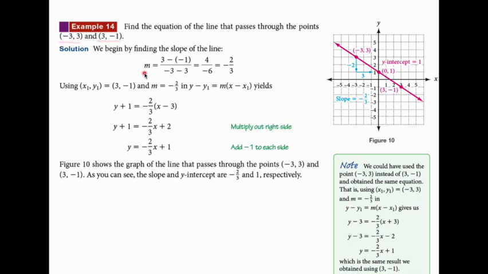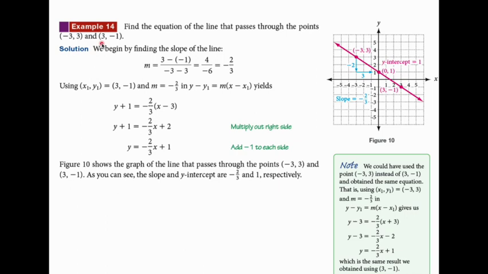To find the slope, we're going to take y2 minus y1, which gives us a double negative. And then we have x2 minus x1. So I end up with 4 over negative 6. And when we simplify that, we get a slope of negative 2/3.